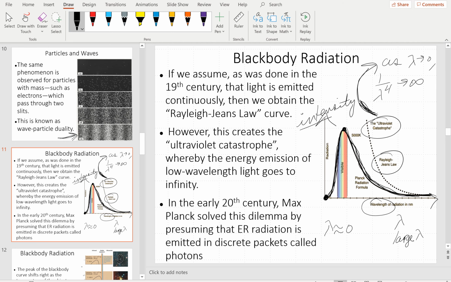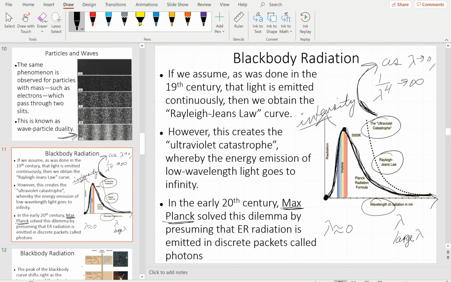This problem was solved by a very famous physicist that you should all know named Max Planck, who solved this problem by predicting that light is emitted in discrete packets called photons. I think the best way to describe this is that light is sort of like currency. You can pay $1.05 for a candy bar or $1.06. You cannot pay a fraction of a penny. You either have $1.05 or $1.06, nothing in between. And light is like that. Light is emitted in packets.